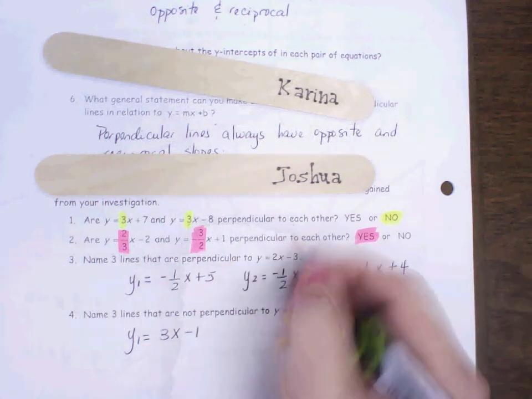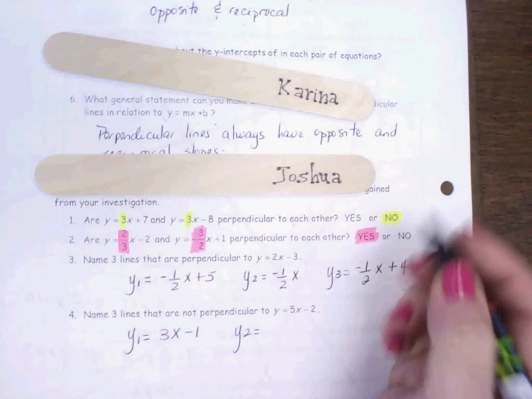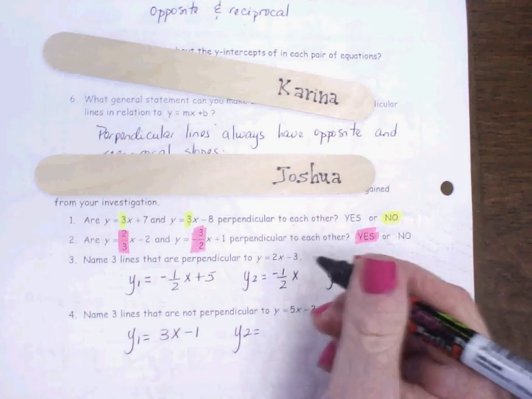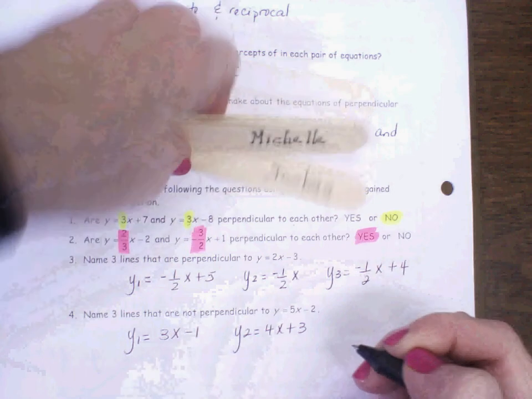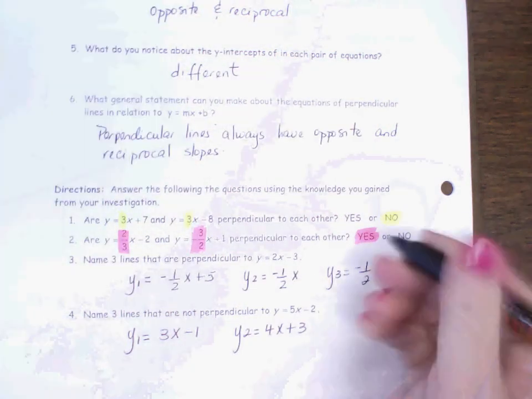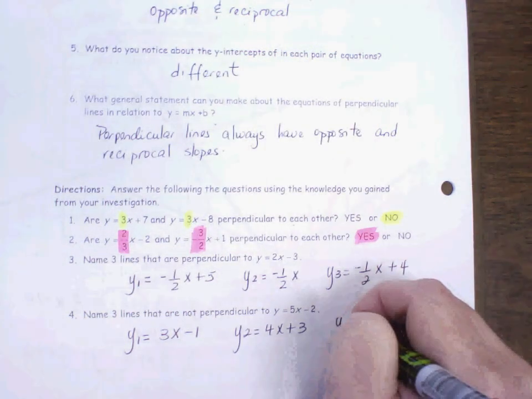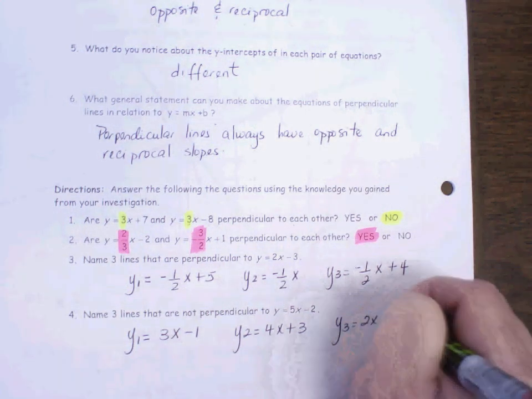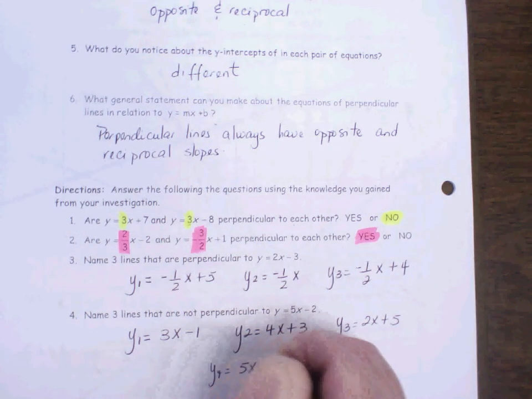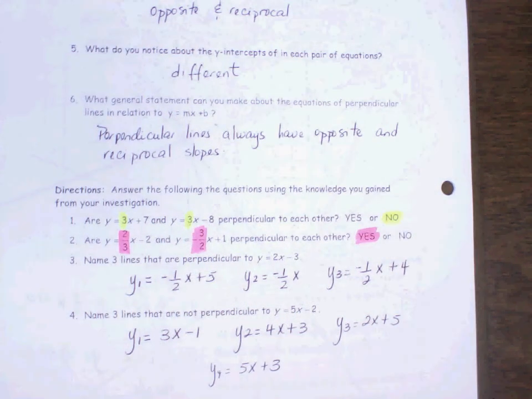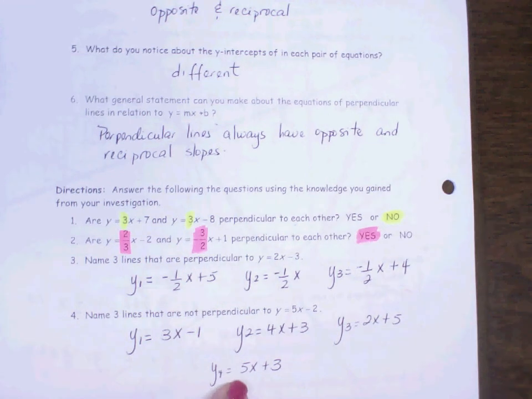All right. Karina, give me another one. Plus 4x plus 3. Very good. And Michelle, give me the last one. y equals 2x plus 5. Very good. I'm going to give you another one. 5x plus 3. Is that perpendicular? No. What is that? Parallel, because it has the same slope. Good job. Very good. All right.